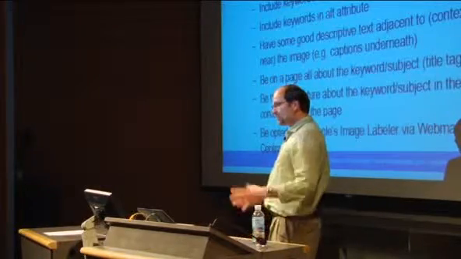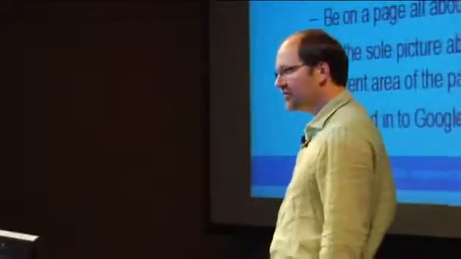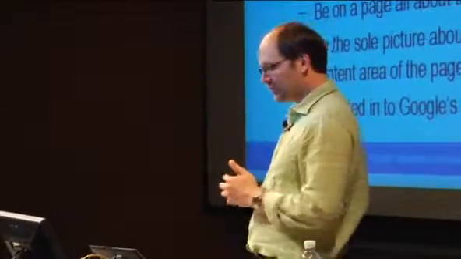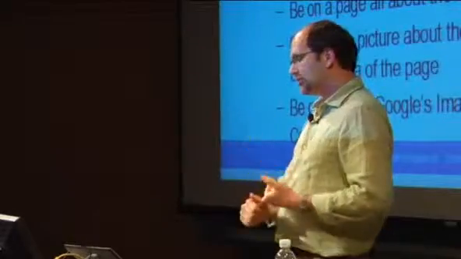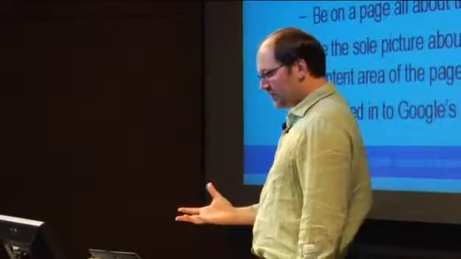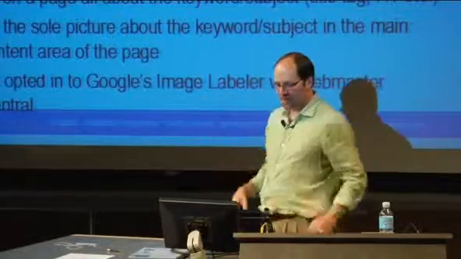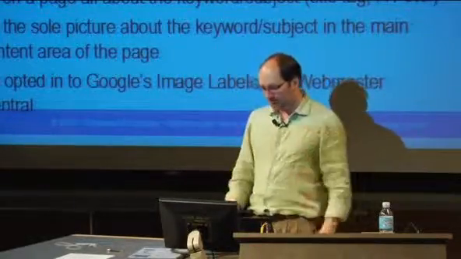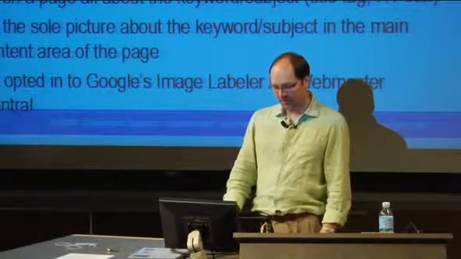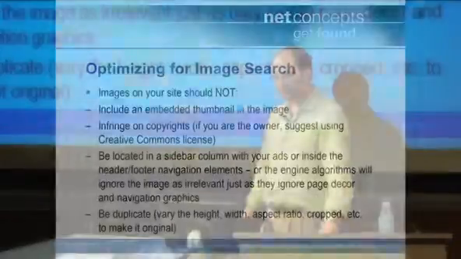You also want to think about the major keyword theme of the page itself. What is that page singing to the search engines? As Danny likes to say, what's the song that the page sings to the search engines? So that includes things like the title tag and H1 tag and keyword prominence, right? Is it the sole picture about that keyword subject in the main content area of the page, rather than over on the sidebar, or being one out of 100 different images on the page? These help really set the keyword focus for that image. And also opt into Google Image Labeler via Webmaster Central, as I showed you guys yesterday.